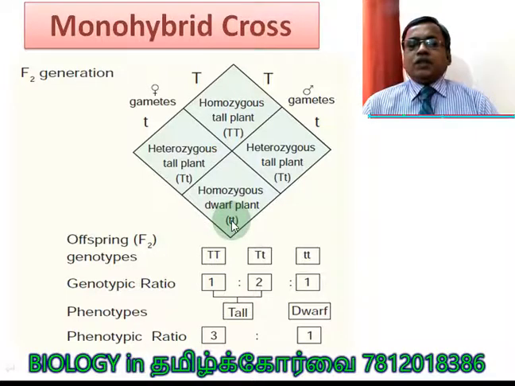Small t is the genotype. With respect to phenotype, 3 plants out of 4 are tall plants, and 1 plant out of 4 is a dwarf plant. So the ratio becomes 3:1. With respect to genotype, the ratio becomes 1:2:1, because this is the homozygous tall plant, these are the heterozygous tall plants, and this is the homozygous dwarf plant. So the ratio will be 1:2:1.